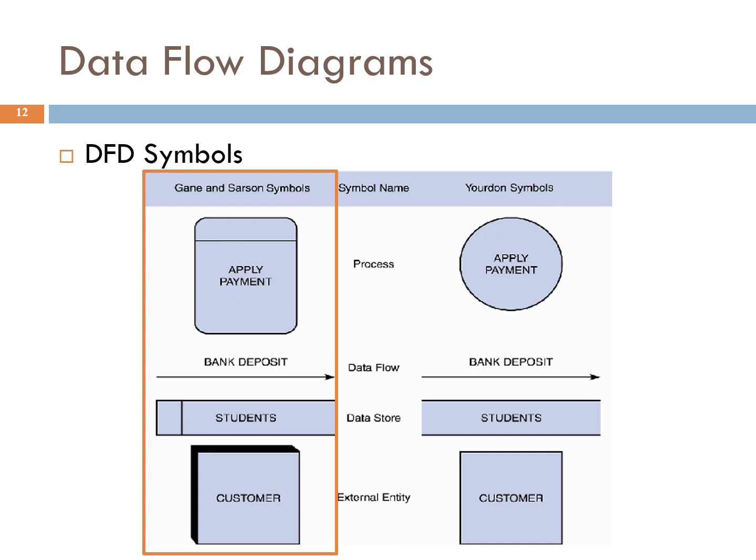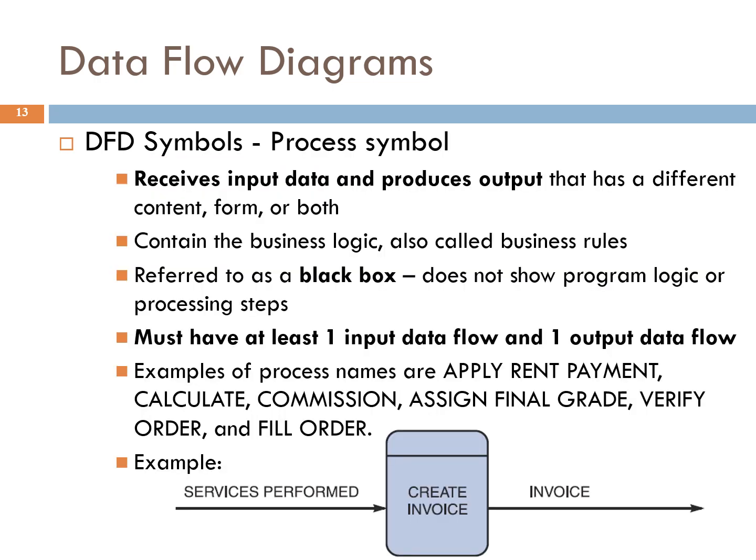Process, data flow. Process is a rectangle with a circular border. Data flow is an arrow, data store as shown there, and entity, a 3D square. Now we look at the process symbol.